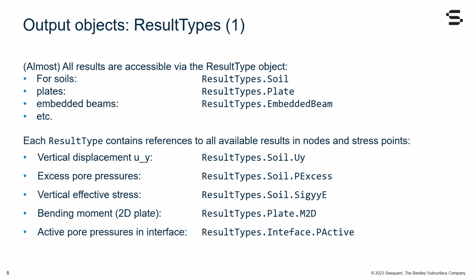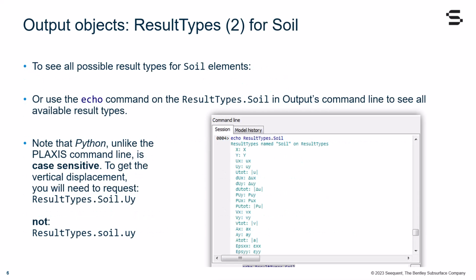For instance, for vertical displacement in PLAXIS 2D, uy is resulttypes.soil.uy. For excess pore pressure, it is resulttypes.soil.pxs. The resulttypes.soil allows you to see possible result types for soil elements. You can also use the echo command on the resulttypes.soil in Output's command line to see all the available results.